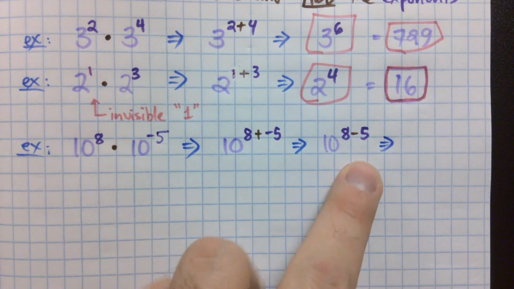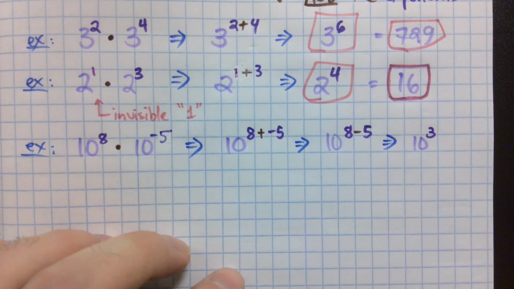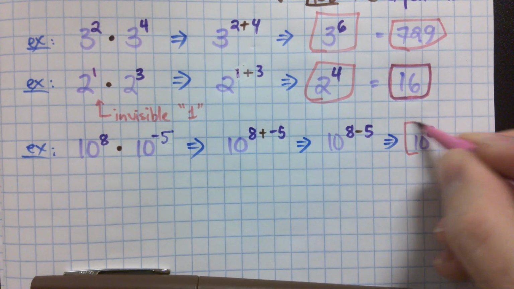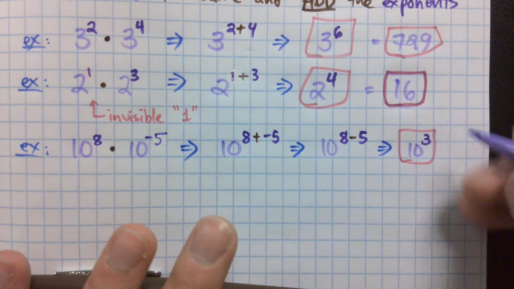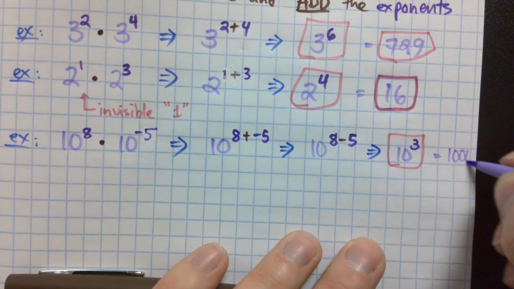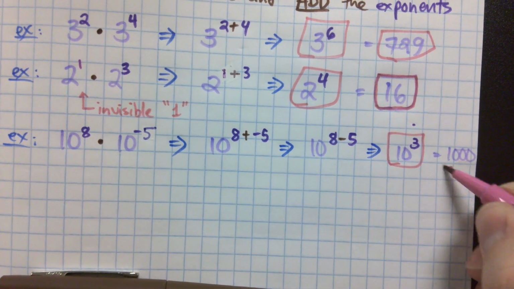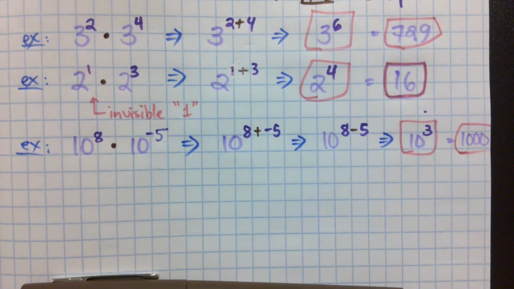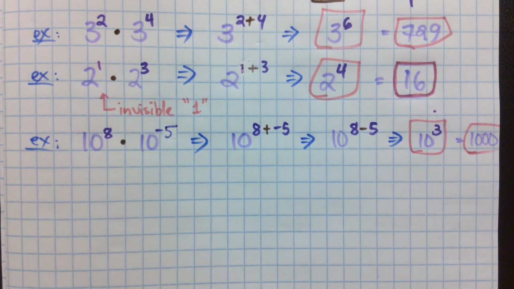3, that's right. 10 to the 3rd power, which will be 10 times 10 times 10. 10 to the 3rd power is equal to 1,000. That's right. Just like that. So be careful if you see negative exponents. Take a moment to think about what you're going to do before you do it.